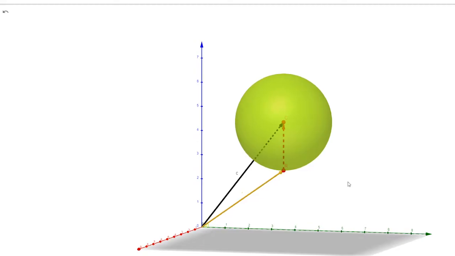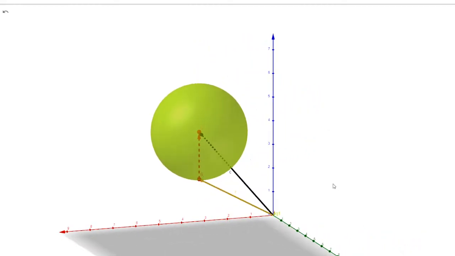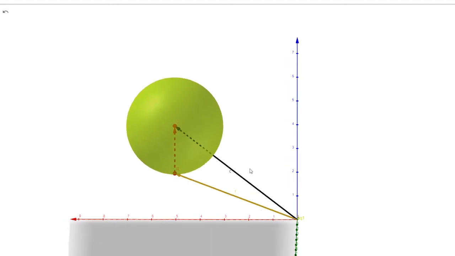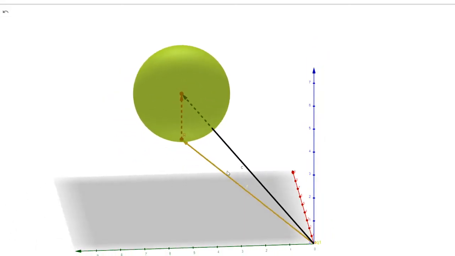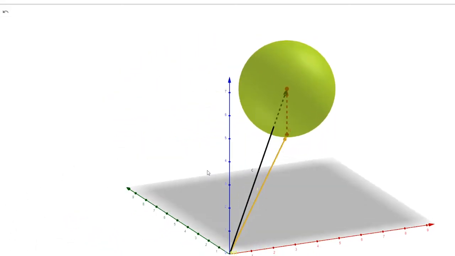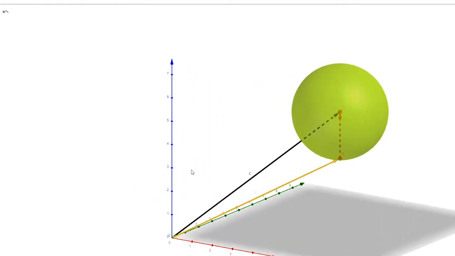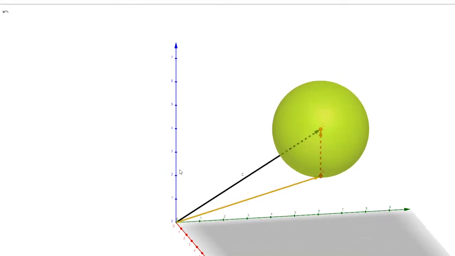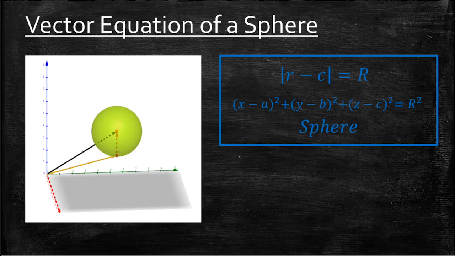What you'll notice is that for any point R, as I go around the sphere, the distance to the center doesn't matter where my R value is, the distance to the center is always going to be the radius. That's why we say the modulus of R minus C equals the radius, where C is the center. You can also see that from any angle, as I go around the sphere, the cross-section looks like a circle. That's really important when we're solving problems to do with spheres, because we'll treat them like a circle.